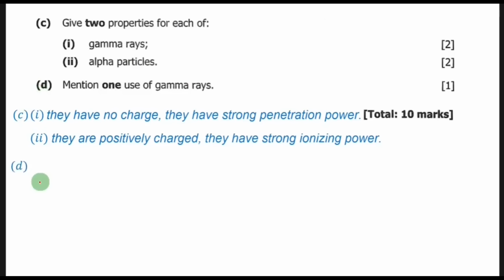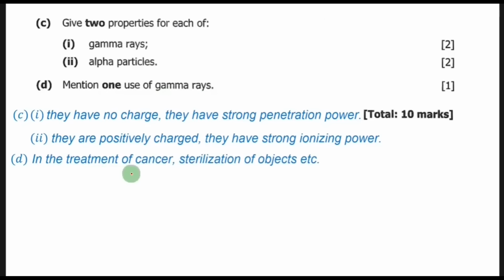Then in D, mention 1 use of gamma rays. So gamma rays are used in the treatment of cancer, sterilization of objects. All right, so sterilization is actually purification of objects, killing germs or bacteria from equipment, especially in hospitals.